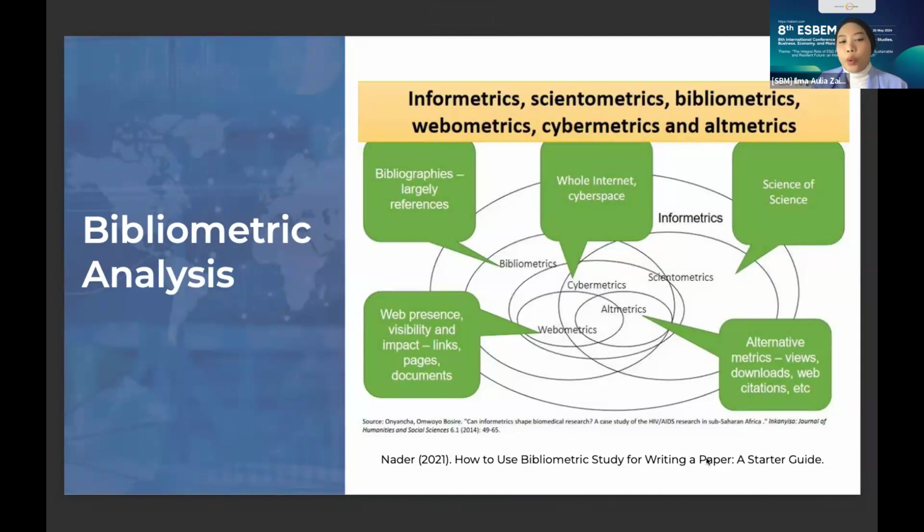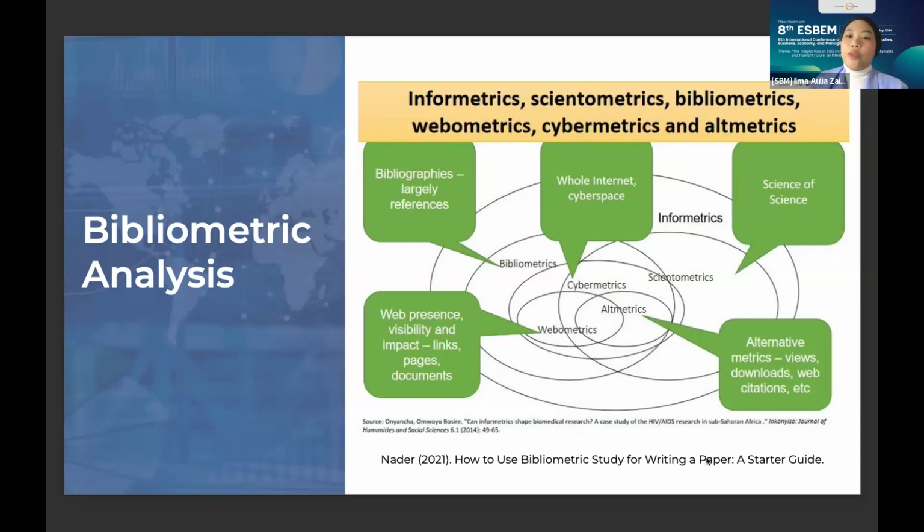Infometrics is actually the broader field that studies the quantitative aspect of information. So there are scientometrics, cybermetrics, altmetrics, webometrics, which study the quantitative aspect of information throughout the internet and other platforms as well. But in this context, I will only be using bibliometric analysis, which deals primarily with the quantitative analysis of bibliographic data. So it involves the study of articles and other publications, which focus on citation counts, authorship patterns, and also publication trends. And in this research, I'm using references from Scopus indexed journals. So I'm using Scopus.com as the reference for my database.